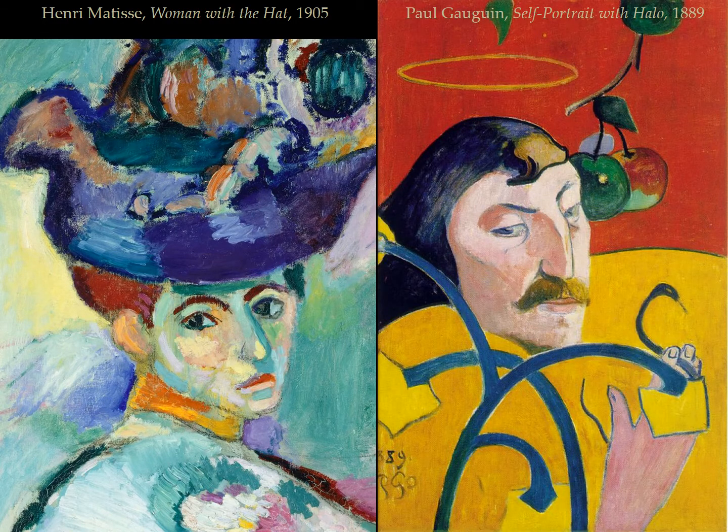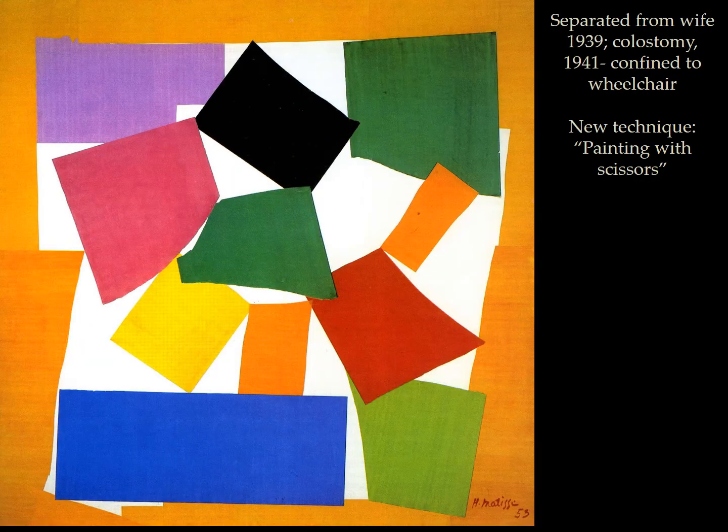Now, these color choices, which are not naturalistic, are not new. We saw them with the Post-Impressionists, especially Van Gogh, who, through the use of arbitrary colors, or those that are not meant to reflect or represent what necessarily is being painted, are to emphasize an evocative emotional response from the spectator. Later in Matisse's career, he separates from his wife in 1939.